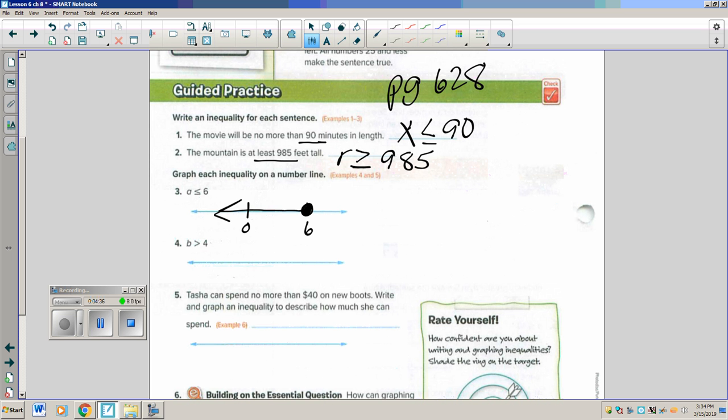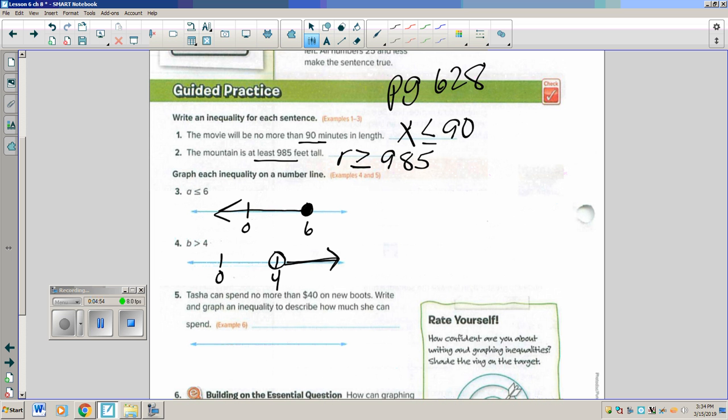Number 4, B is greater than 4. There's 0. Here's 4. Put your circle on 4. It's not equal to, so don't close it in. Your arrow goes to the right.